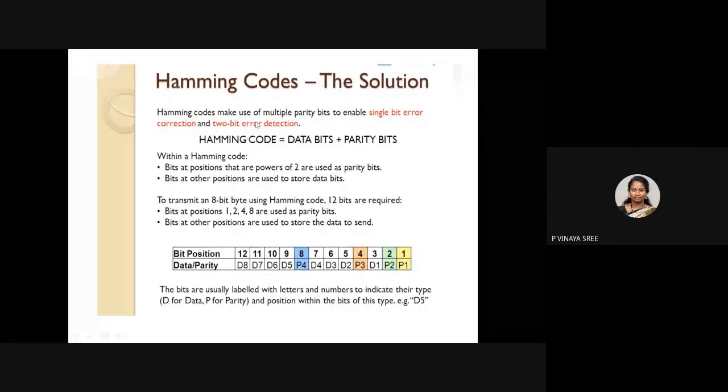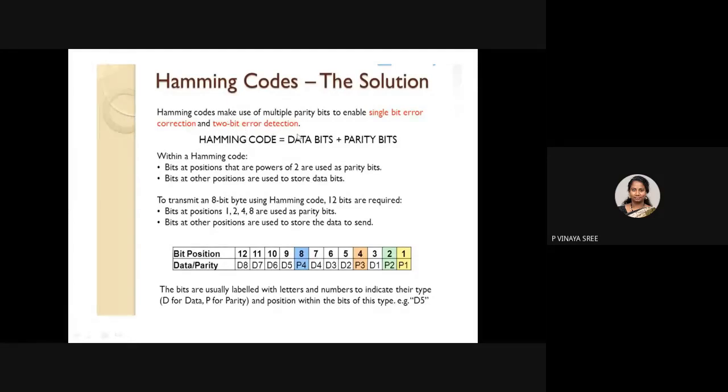Hamming code makes use of multiple parity bits to enable single-bit error correction. It can correct only a single bit, but 2-bit error detection can be done. Yesterday we discussed where to place the parity bits. Parity bits are placed based on powers of 2.